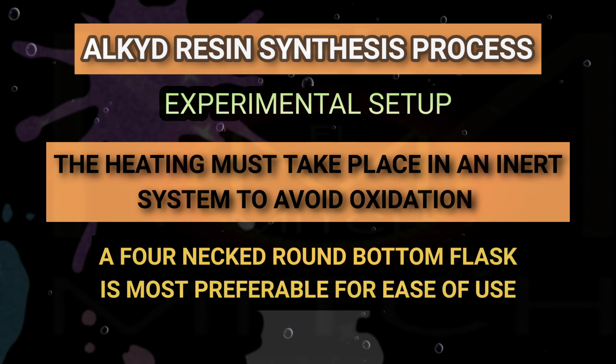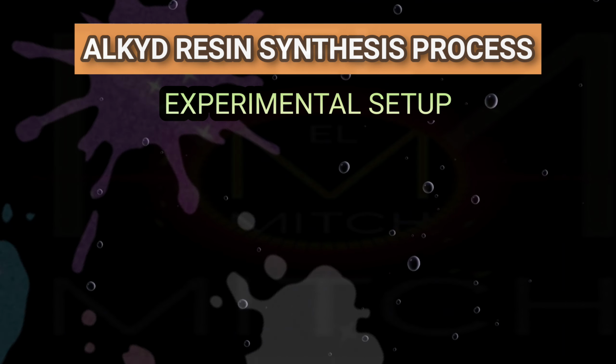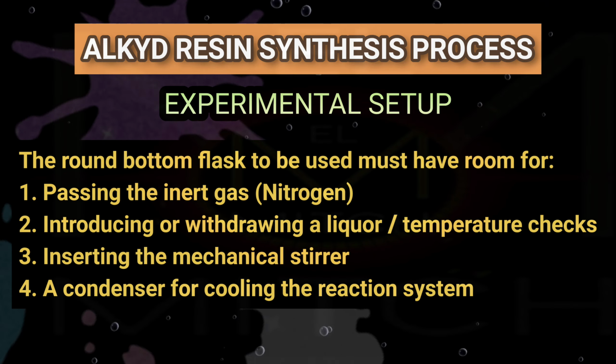Bear in mind that we need an inert gas, nitrogen, because the reaction must occur in an inert atmosphere to prevent oxidation. For a three-necked round bottom flask, we must make provisions for the passage of the inert gas, the thermometer or aliquot withdrawal. At some point, you have to withdraw some portions from the reaction mixture to test its solubility in methanol, and for the mechanical stirrer, well fitted to stir the reaction mixture vigorously.